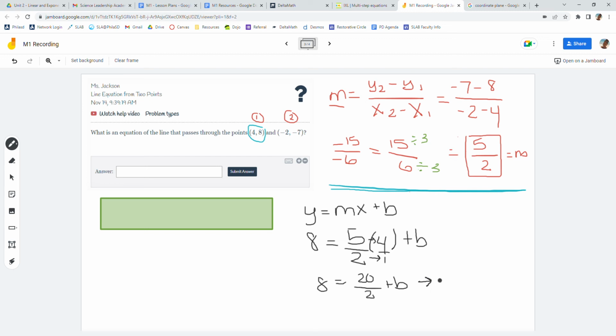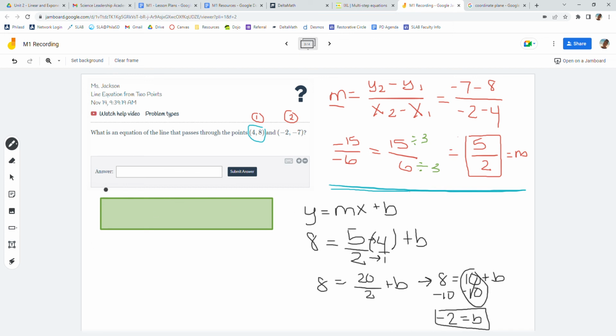So we'll have 8 is equal to 20 divided by 2 is 10, plus b. And then in order to solve for b, we need to subtract 10 from both sides of our equation. So this turns into a 0, and we just get b on the right-hand side of our equation. And then 8 minus 10 is negative 2. So we have negative 2 is equal to b. So that's our b. So now we have our m, 5/2, and our b.